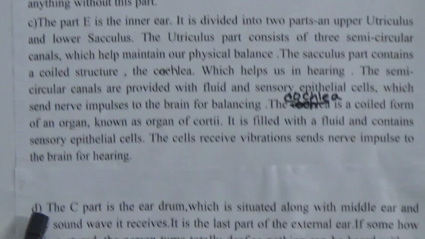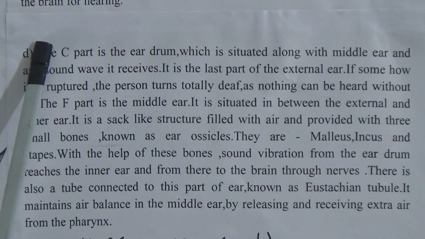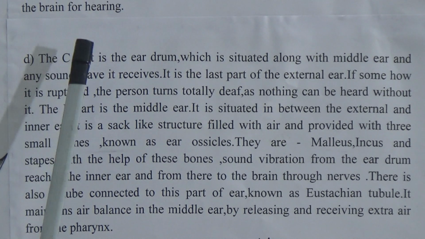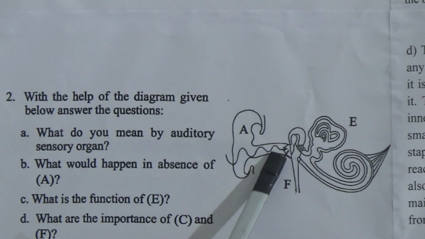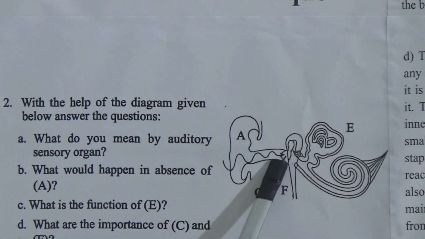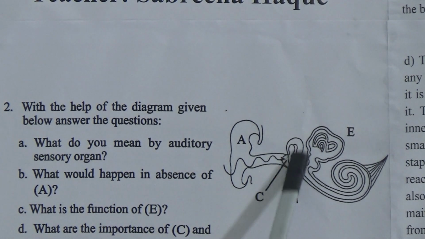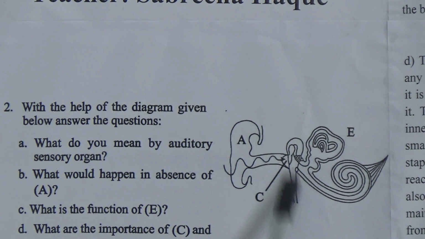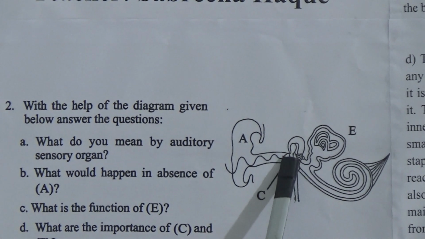Now come to our last question. The last question was, what is the importance of C and F? Come to the picture. Here C indicates the eardrum. This is the last part of our outer ear, and F is the middle ear. It contains three small bones, and the eardrum is very important for our hearing. Now come to the answer.